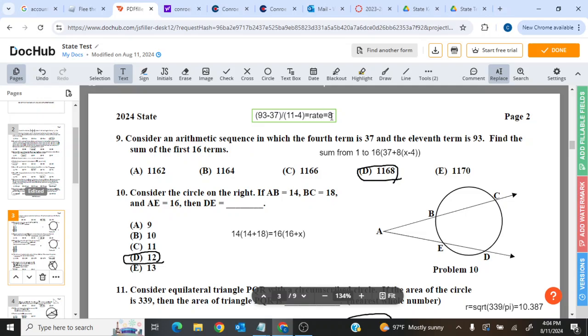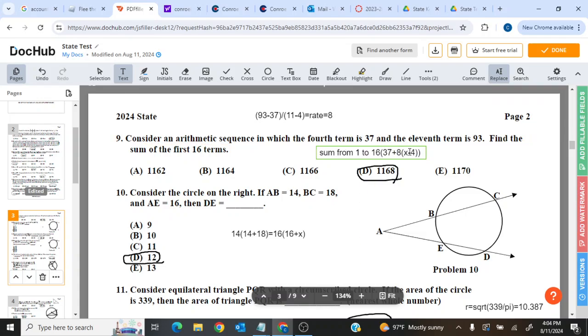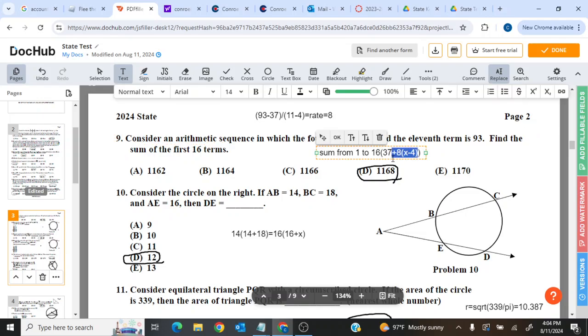And then once you have that, you need to find the sum of the first 16 terms. So the sum from 1 to 16 of 37, which we're going to write in point slope form as well, in a way: 37 plus 8, which is your rate, times (x minus 4). And what this does is cancel out the fact that this is the fourth term instead of the 0th term. Hopefully you can understand that the sixth term would be 2 times the rate plus the fourth term, the seventh term would be 3 times the rate plus the fourth term, etc. So if you do that, you'll get a value of 1168.